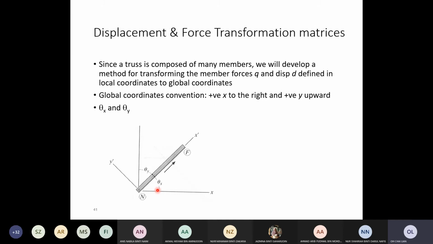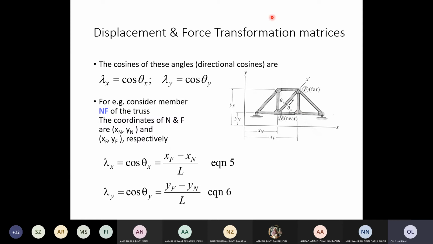In this beam. But we need to do that for truss and frame because we have some elements where the x prime is not meeting the x. So that is why we derive this transformation matrix. Now the directional cosine, if you want to define it, these equations will be the definition for the directional cosine.